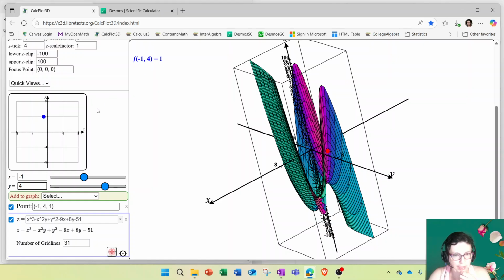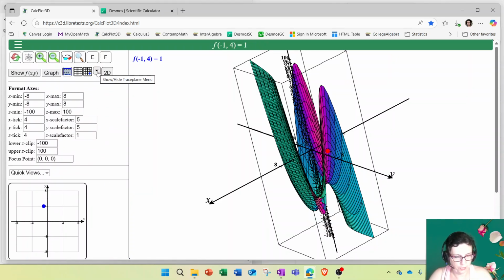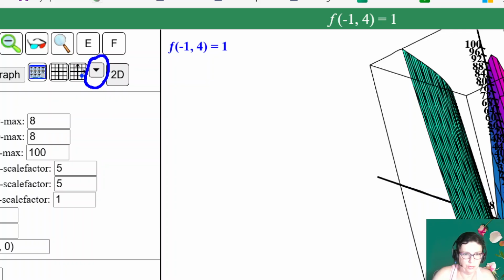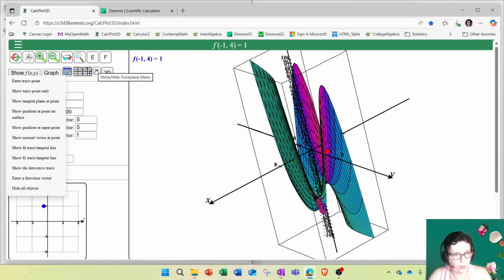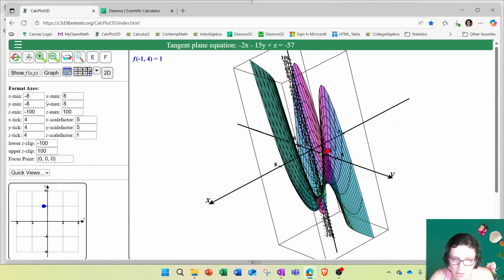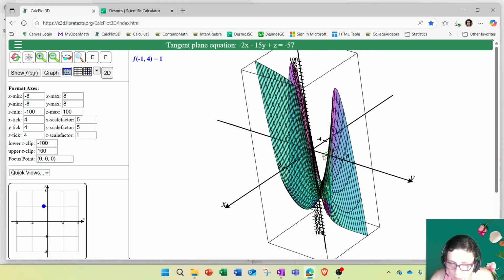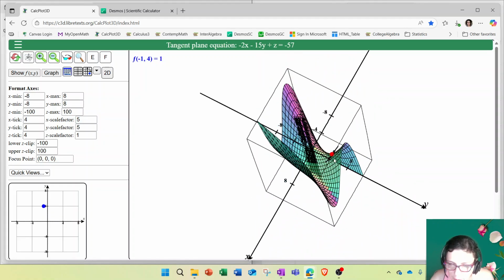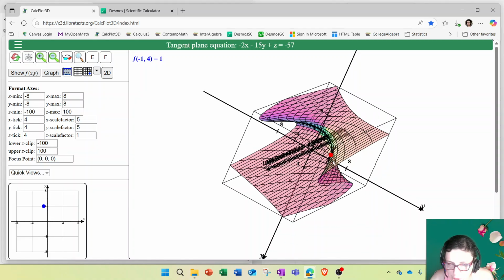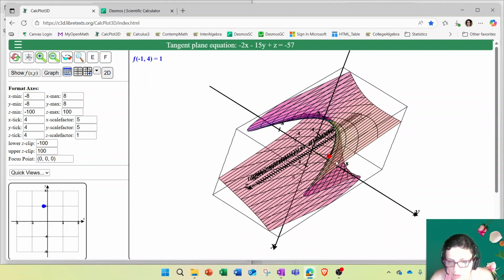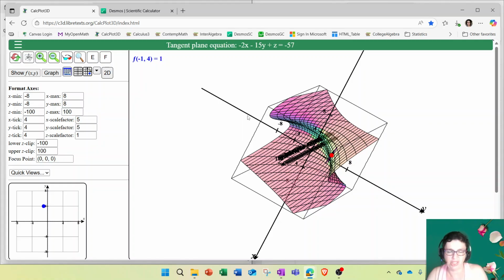But if you want to add a tangent plane, you have to go back over here to that little arrow. That's where you can show the tangent plane at a point. The equation of the tangent plane, by the way, is going to appear over here on the top. So you can see this little plane, right? I don't know if you can see the little green plane, but it basically touches the surface. It's just like a tangent line, but this time it's a tangent plane.